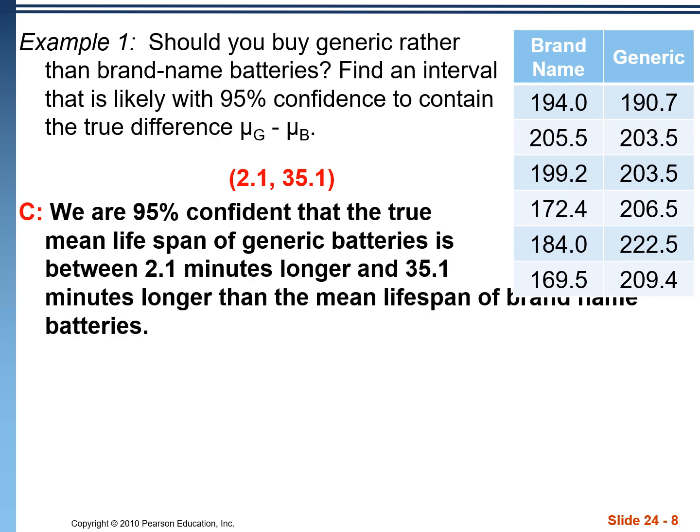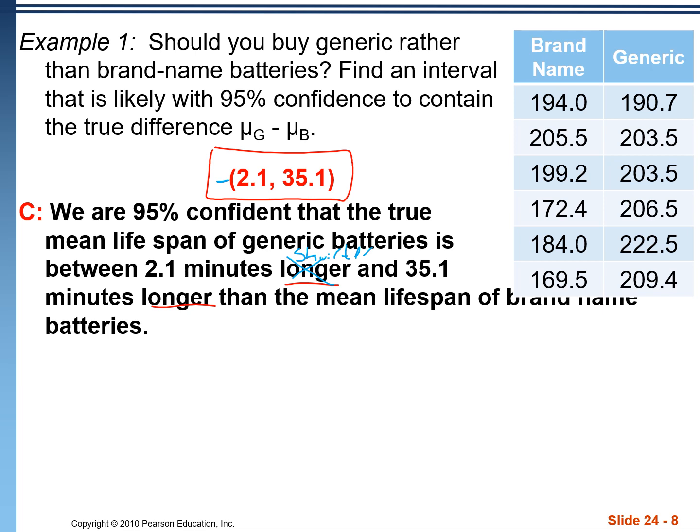We are 95% confident that the true mean lifespan of generic batteries is between 2.1 minutes longer and 35.1 minutes longer than the mean lifespan of brand name batteries. These are both longer because our entire interval is positive. If, for example, this one was a negative, then this would change to shorter.